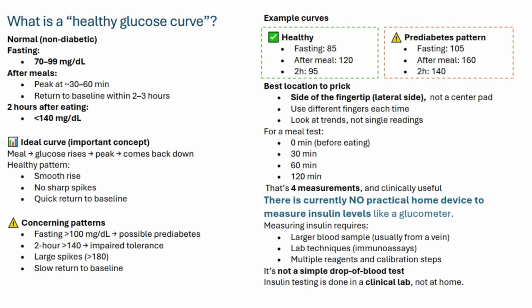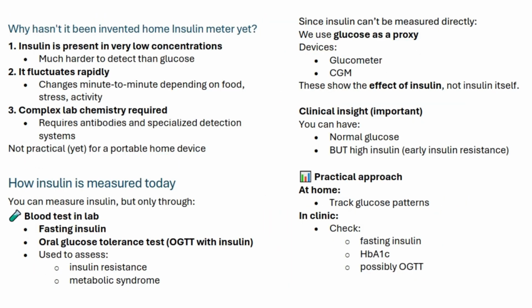Currently, there is no practical home device for measuring insulin levels, as insulin testing requires larger blood samples and complex lab techniques. Insulin is present in low concentrations and fluctuates rapidly, making it challenging to develop a portable home device. Insulin is typically measured through lab tests, including fasting insulin and oral glucose tolerance tests, OGTT, which help assess insulin resistance and metabolic syndrome. Since direct insulin measurement is not feasible at home, glucose levels are used as a proxy.